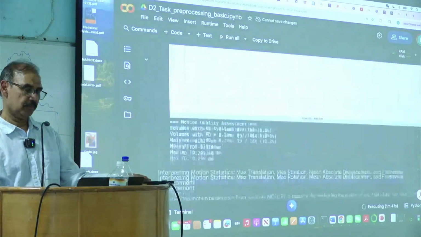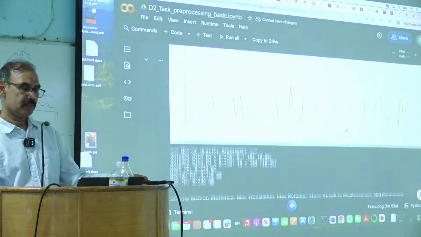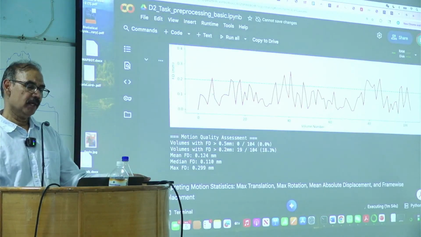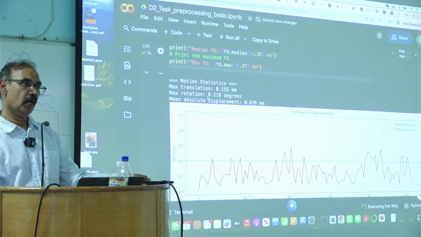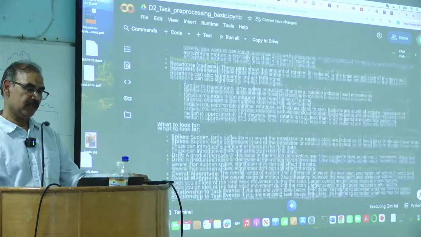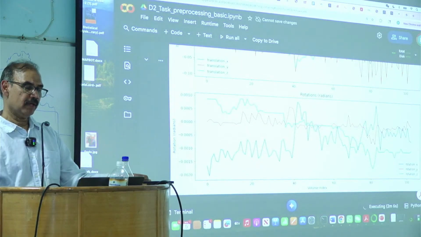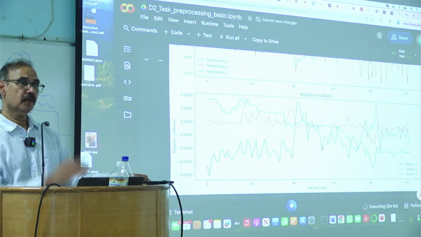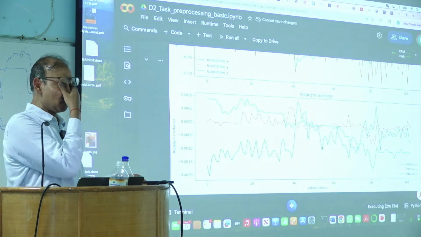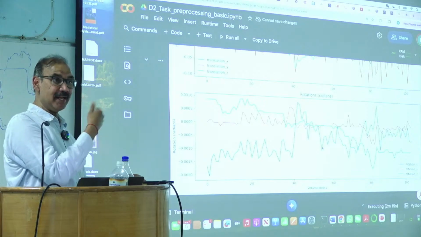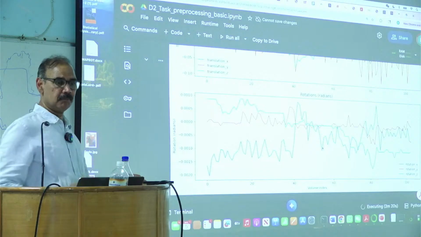Right. This one? Yeah, so this is displaying what is called frame-wise displacement for 100 images, right? And this one is motion correction, again for 100. Yeah, so volume typically means data points in time, right?